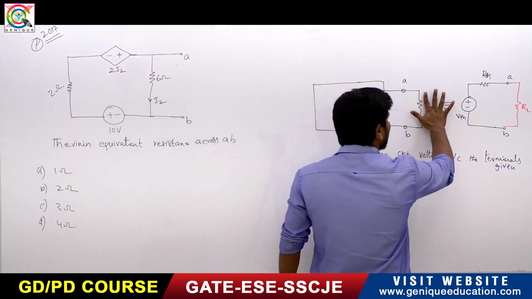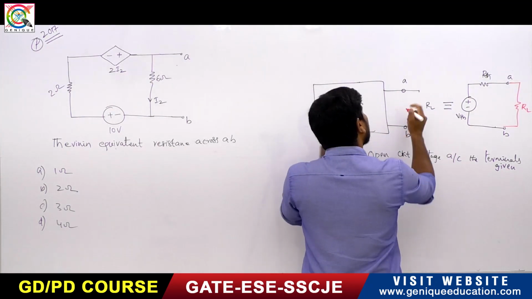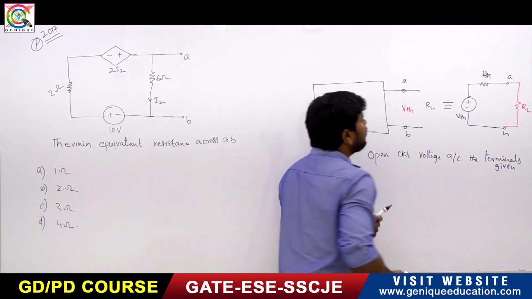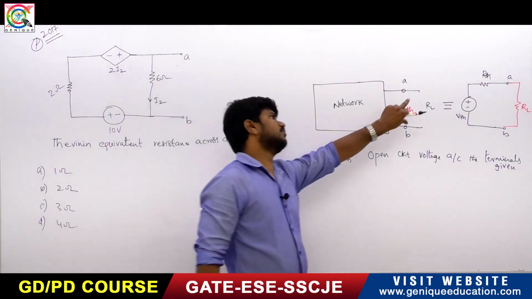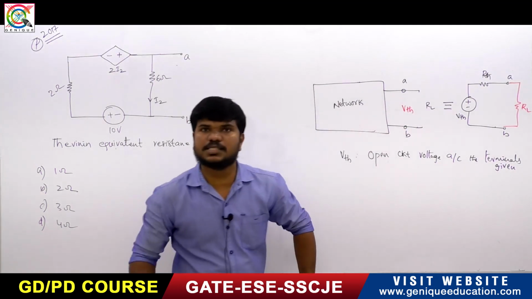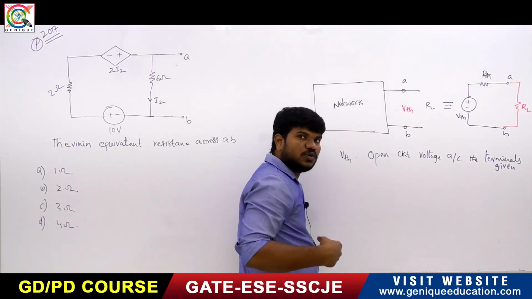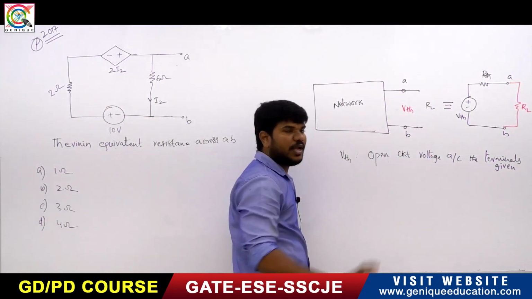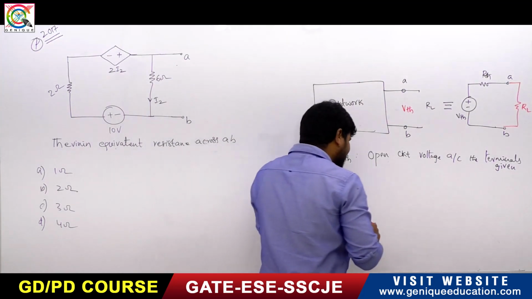If you open circuit this, the voltage across these two terminals is called VTH. So for finding VTH, what we have to do is remove the load. You know this very well. Now, what is RTH?